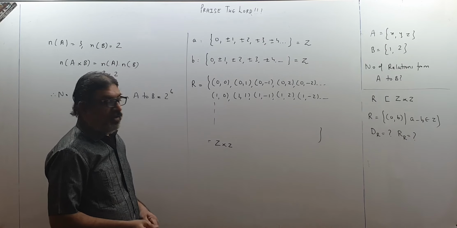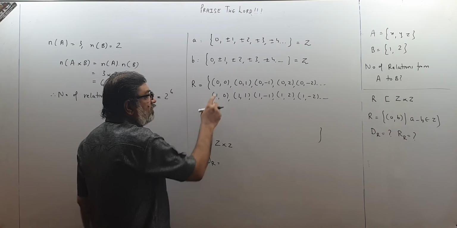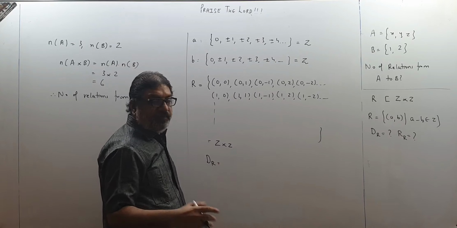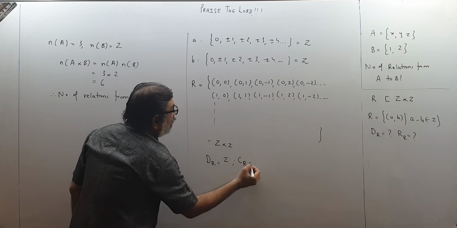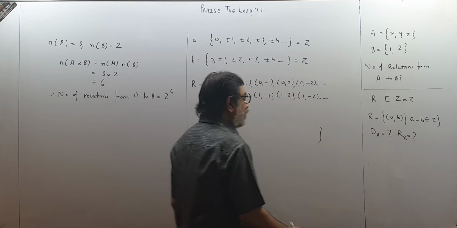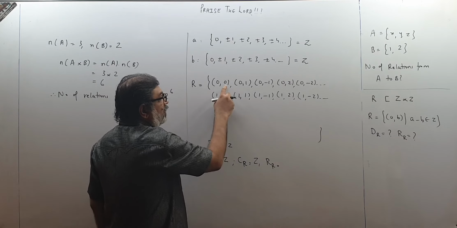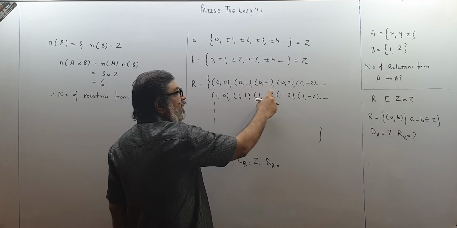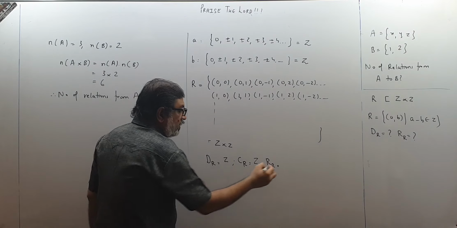Universal relation. What will be the domain? Domain we can see, the first element can be any number. So domain will be Z. Codomain will be Z, picked up from here. And what will be the range of the relation? 0 can come, 1 can come, minus 1, 2, minus 2, all elements can come as the second element. So that is also Z.